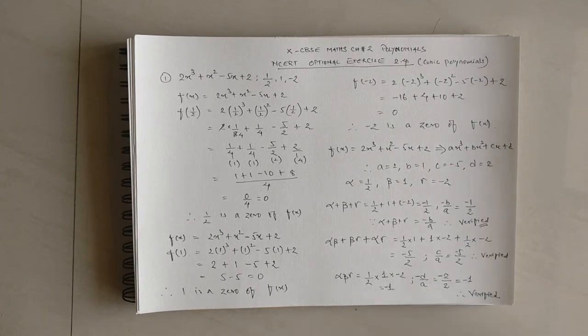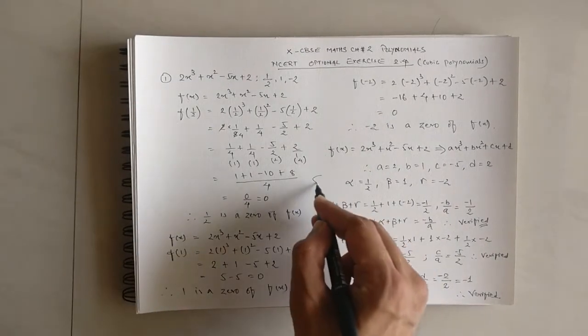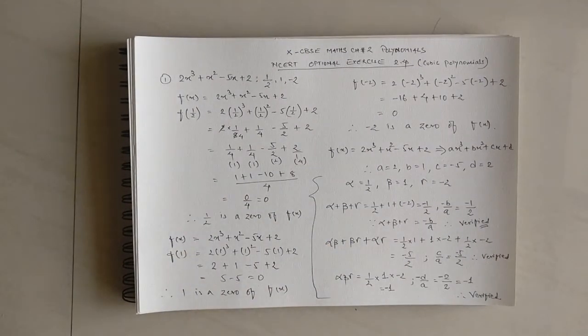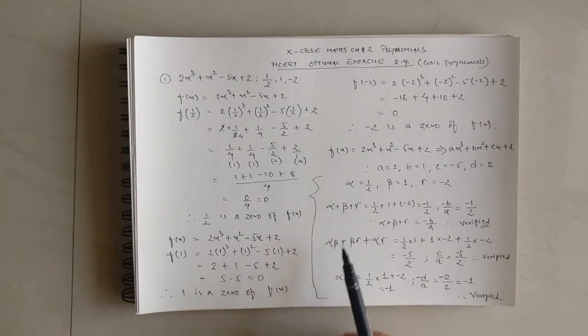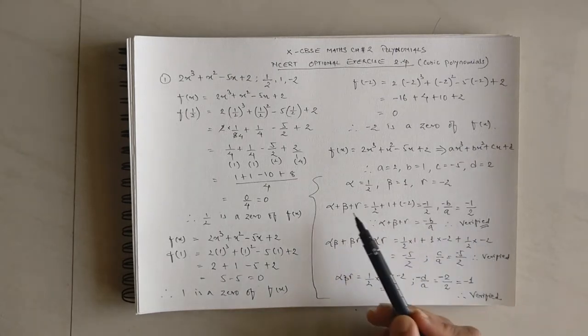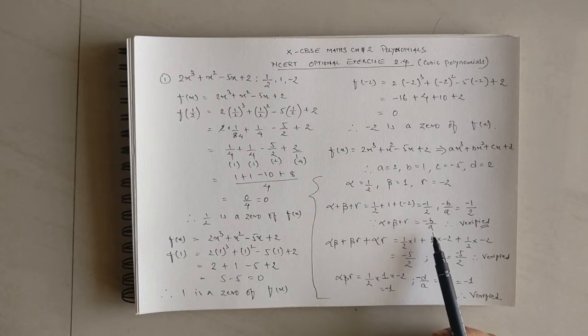So 3 verifications are there. In quadratic polynomials, there are just 2 verifications: sum of the zeros and product of the zeros, alpha plus beta and alpha beta. But in a cubic polynomial, there are 3 verifications: sum of the zeros, sum of the product of the zeros taken 2 at a time, and product of the zeros, and they are respectively equal to minus b by a, c by a, and minus d by a. You must remember this. So this was one cubic polynomial.